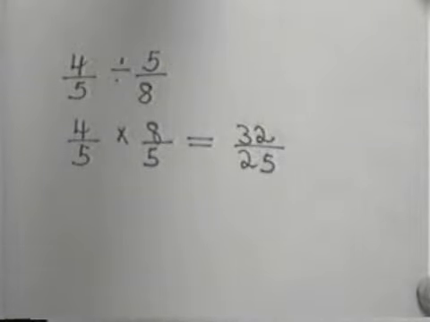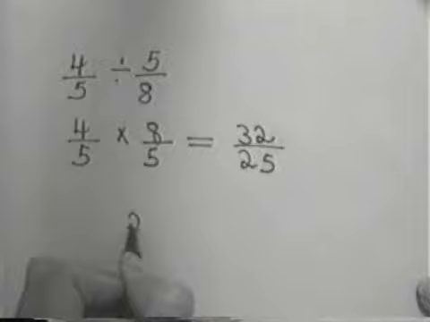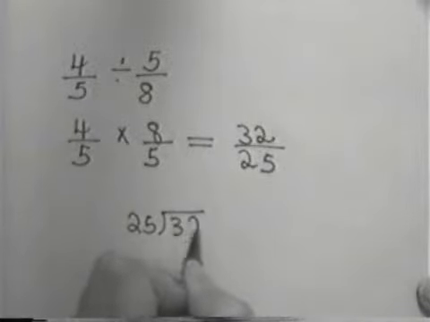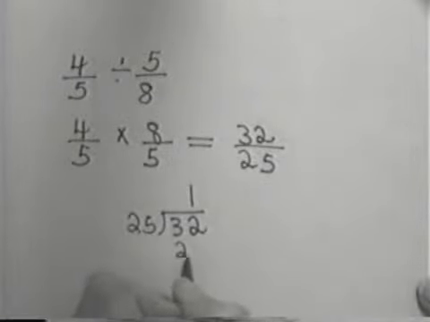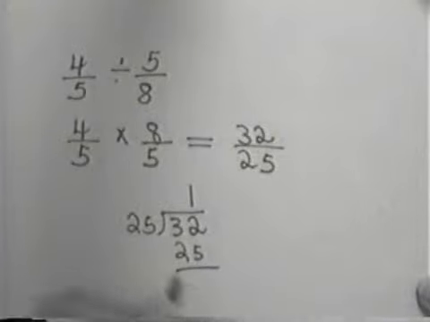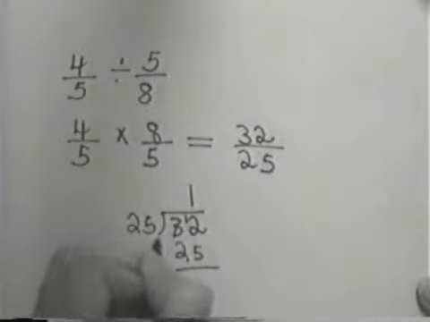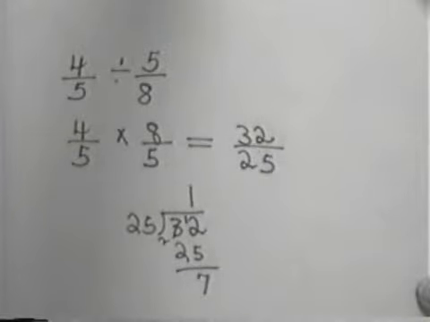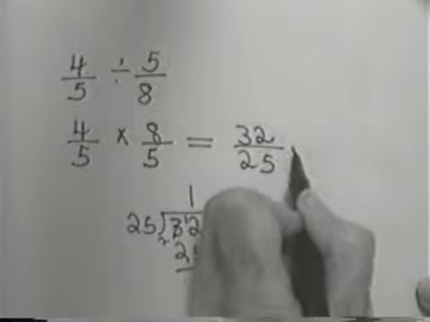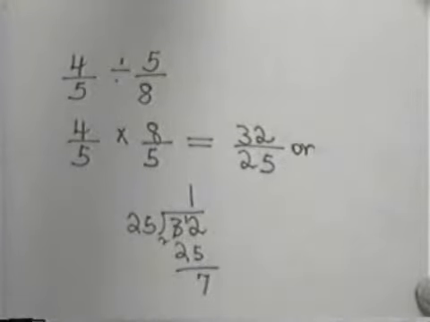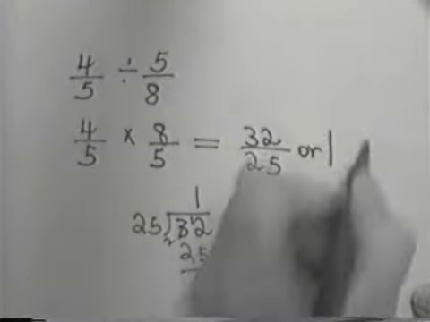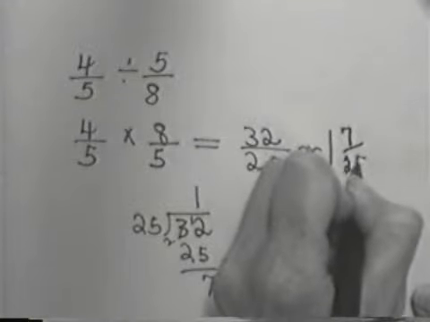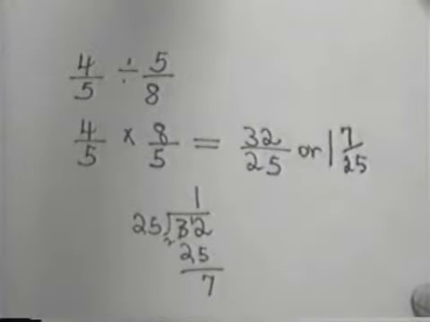It's fine to leave it that way because there are no common factors, or you can divide 25 into 32 and turn it back into a mixed number. 25 will go into 32 one time. 1 times 25 is 25. And when we subtract, we're going to have 7 left. So we could say our answer could either be 32/25 or 1 whole and 7/25. Both answers are acceptable.